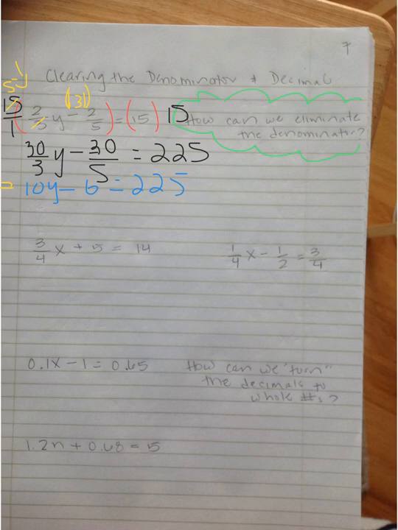So let's take a look at adding 6 to both sides. And we have 10y equals 231. Divide both sides by 10, and you have y equals 23 and 1/10.